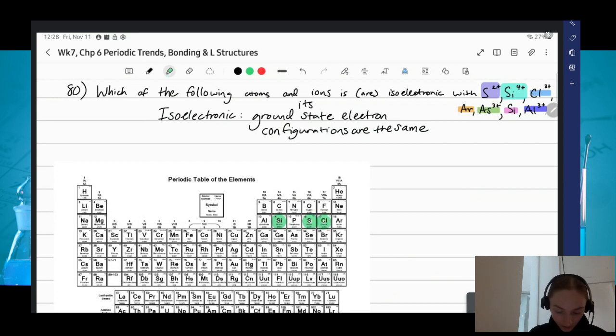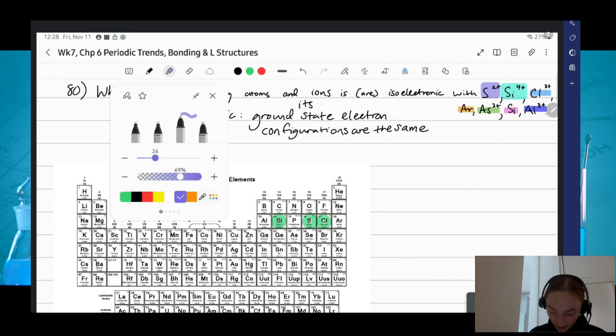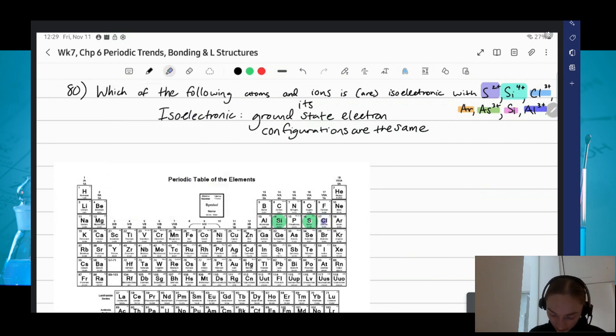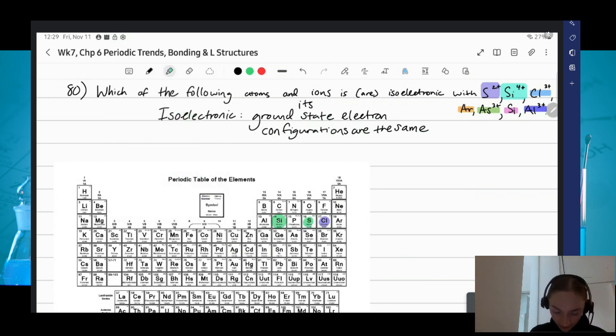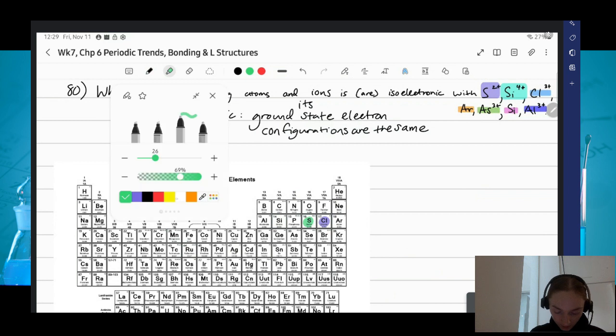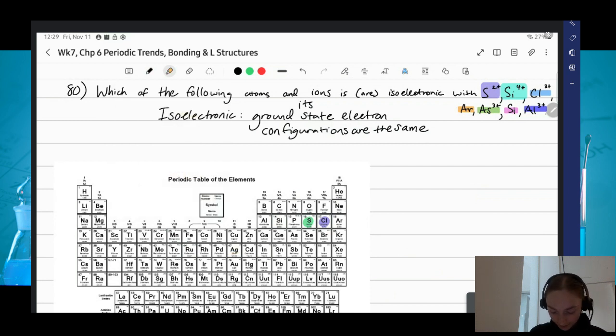Actually, let's do different colors so we can keep track of everything. So this is chlorine. This is sulfur. This is silicon. Let's just ignore all these colors for now.